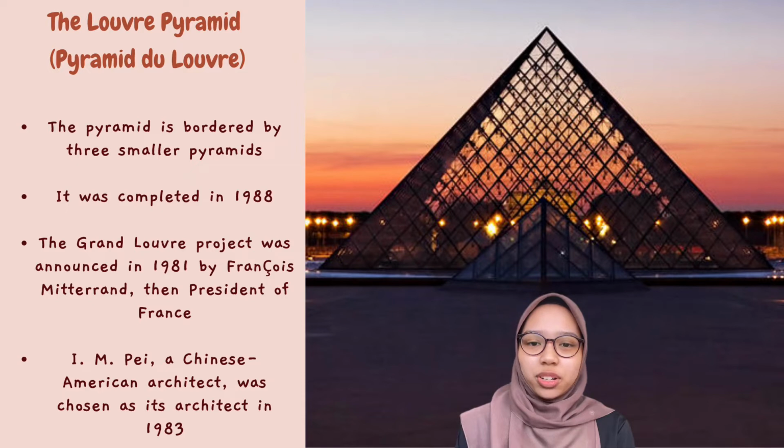The Grand Louvre project was announced in 1981 by François Mitterrand, then President of France. Ieoh Ming Pei, a Chinese-American architect, was chosen as its architect in 1983. Pei first created the pyramid structure in late 1983 and it was first shown to the public in early 1984. He was the architect of the pyramid whose entrance opened in March 1989, the bicentennial year of the French Revolution.